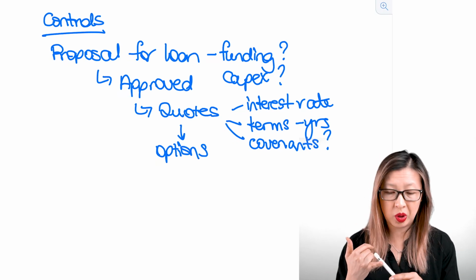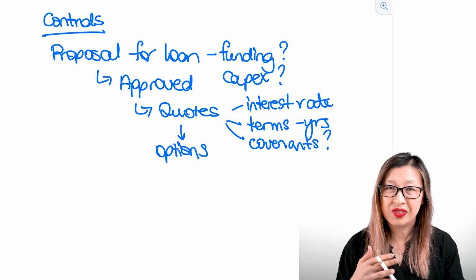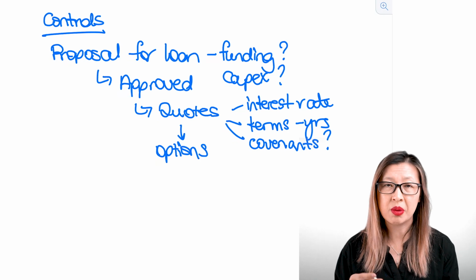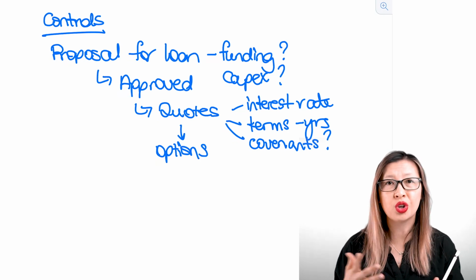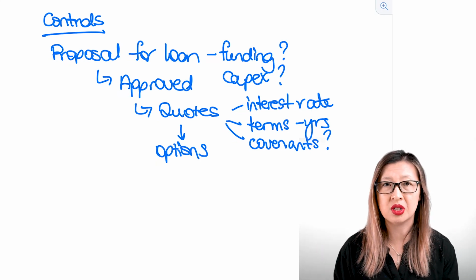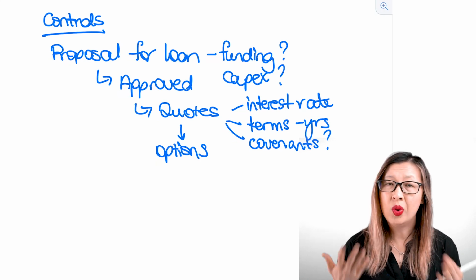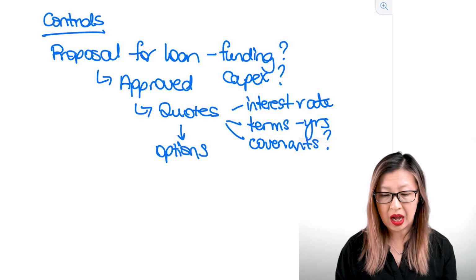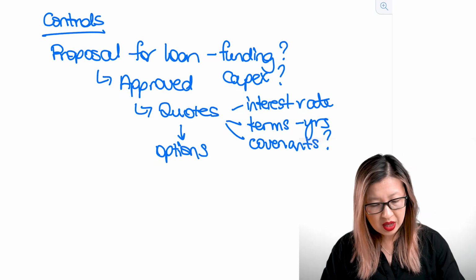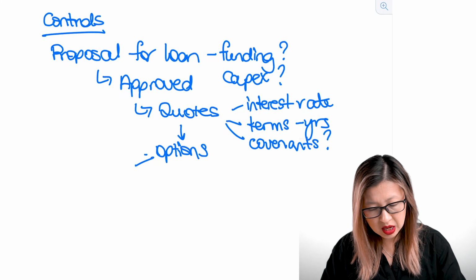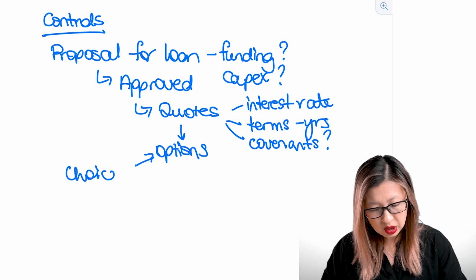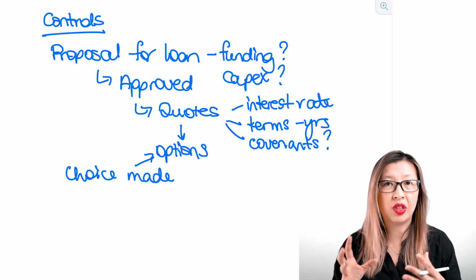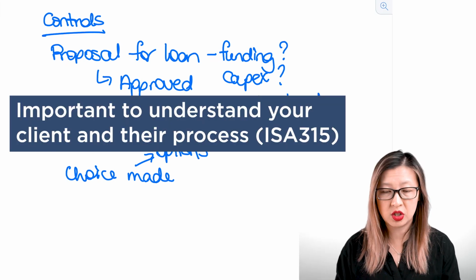So somebody proposes a loan, the board, potentially if it's a large loan, might need to approve on the sign-off. For smaller loans, there might be different delegated approvals so that you can go get quotes and that process of investigation. Then once you have your options, you're going to need to make a choice. Which loan are we going to choose? So there needs to be those options and then a choice made.